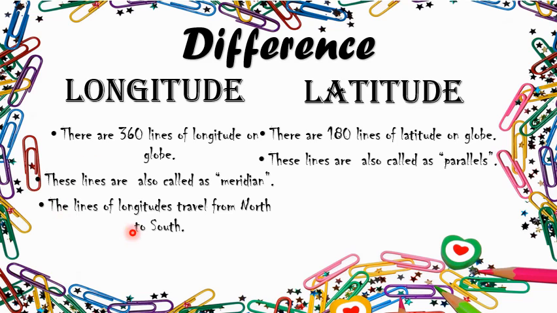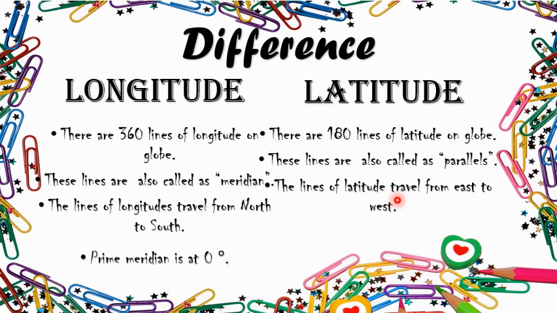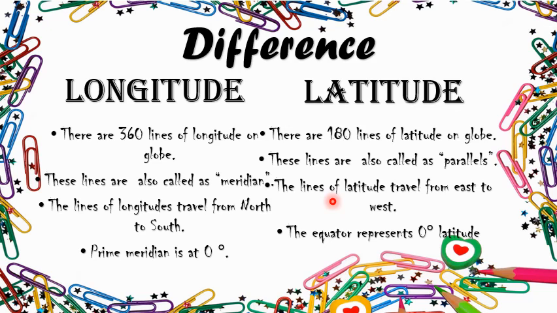The lines of longitude travel from north to south or south to north, whereas the lines of latitude travel from east to west or west to east. The last point that we must know is that the prime meridian is at 0° longitude, whereas the equator represents 0° latitude. These are the main differences of these two main things of your chapter, okay, and you are requested to learn them very properly.